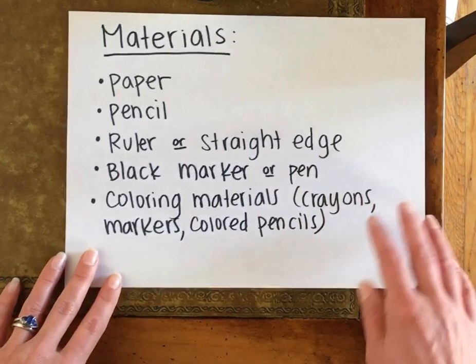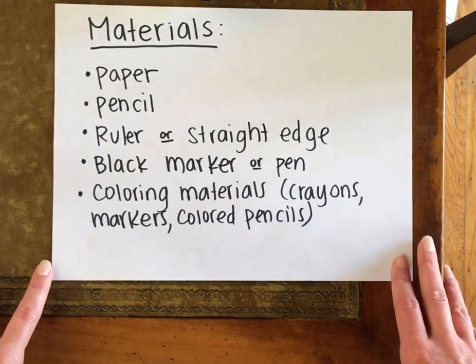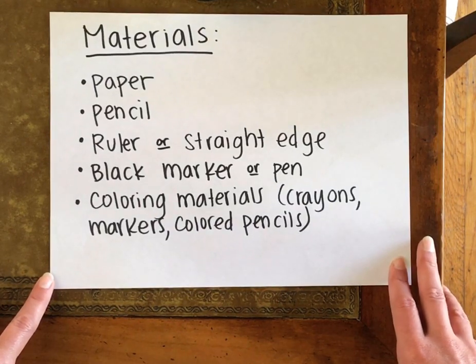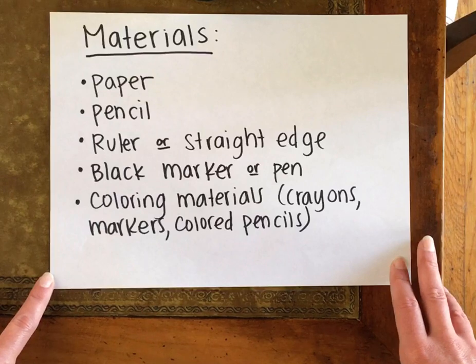The materials that you need to gather before you get started are a piece of paper, a pencil, a ruler, or a straight edge. So if you don't have a ruler, you could use a piece of thick paper or a book, something that has a straight edge that you could use to support you with drawing a straight line. You also need a black marker or a pen. A black Sharpie works really well for this. And lastly, you need some coloring materials. Anything you have, crayons, markers, colored pencils, etc.